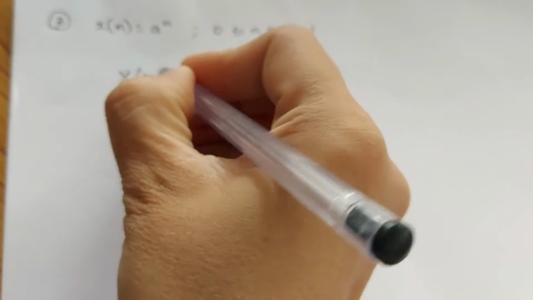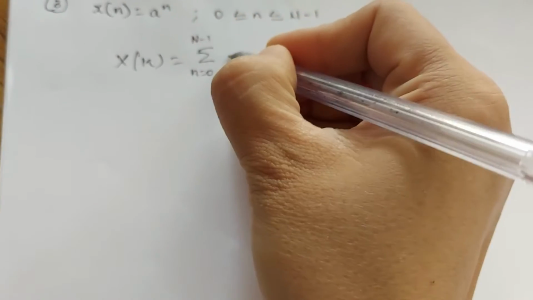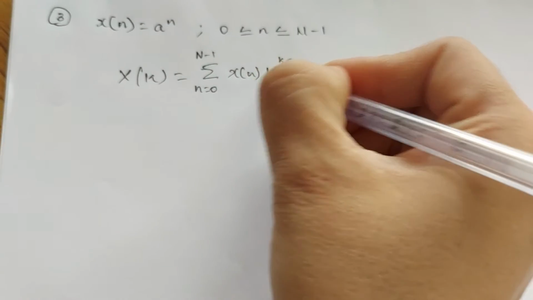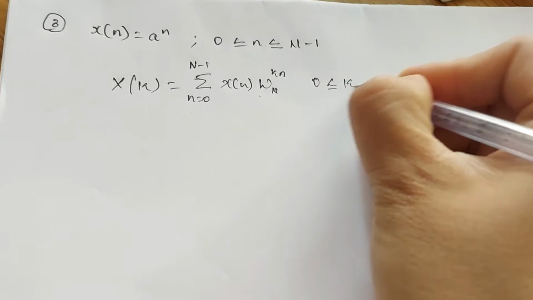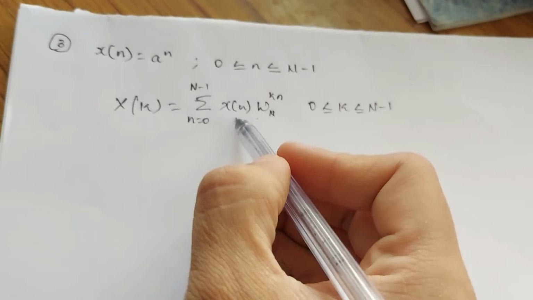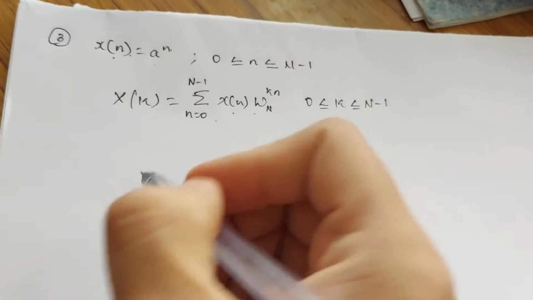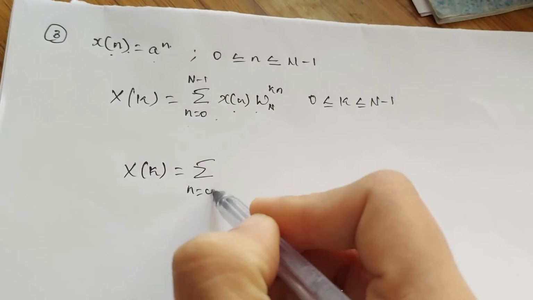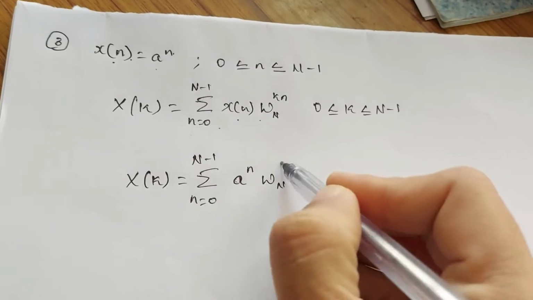It is nothing but X of k is equal to summation n is equal to 0 to N minus 1, x of n, W_N to the power of kn. You can say W_N or omega N, where k varies from 0 to N minus 1. Now I'll substitute the given x of n is equal to a to the power of n in this expression. So that is X of k, which is equal to summation n is equal to 0 to N minus 1, a to the power of n, W_N to the power of kn.